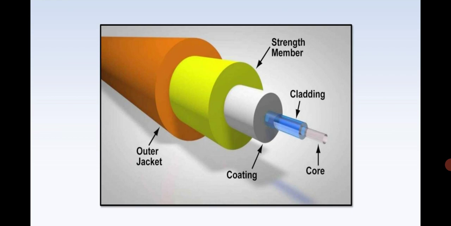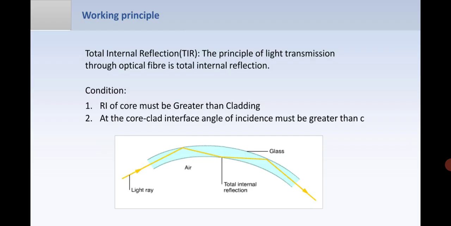As we saw before also, it has the core, then the core is covered by the cladding, then there is a coating, and after that coating there is a strength member, and after that there is an outer jacket. The optical fiber is brittle and is made from glass and silicon, so it requires large strength. So protection is needed.